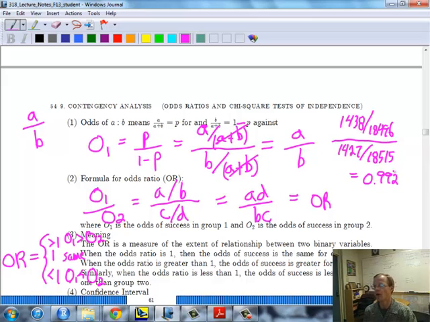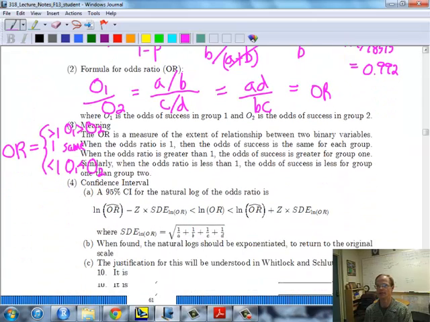Wow. Okay, so that's the odds of getting cancer or not cancer in group 1 versus group 2. It is so near to 1, as we observed by eyeball, to be virtually the same, and that's what we were expecting. Now, clearly it's slightly less, but not in a statistically significant sense.